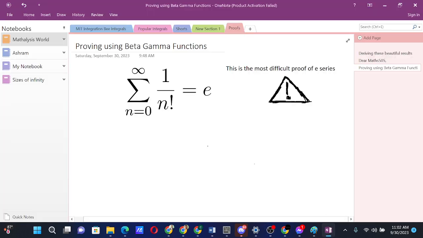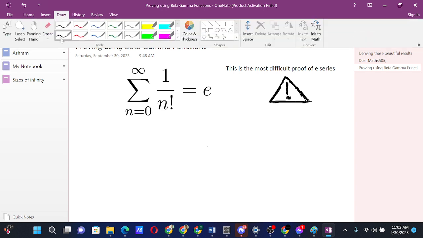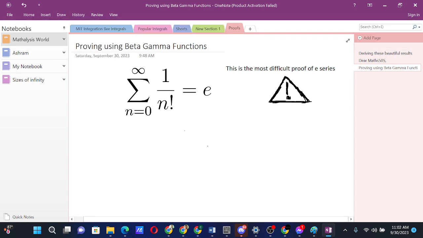This is going to be the most difficult proof of the series of e. In this video we are going to prove that the sum from n equals 0 to infinity of 1 by n factorial is e, in the most difficult way. So let us proceed. I will just give you an idea on why the steps that I'm doing will work, and not how I got the idea to do that step.